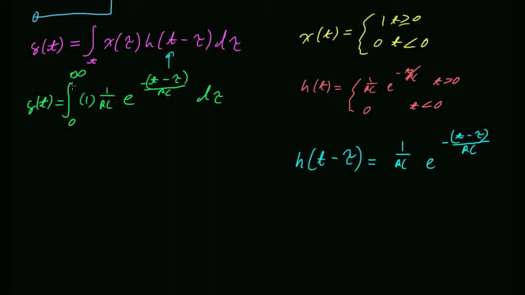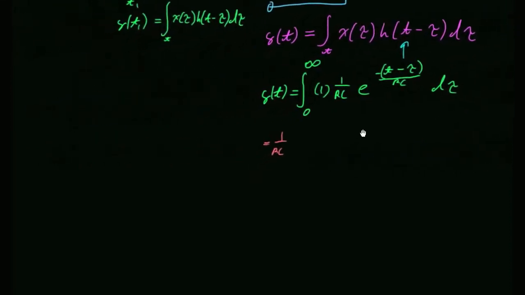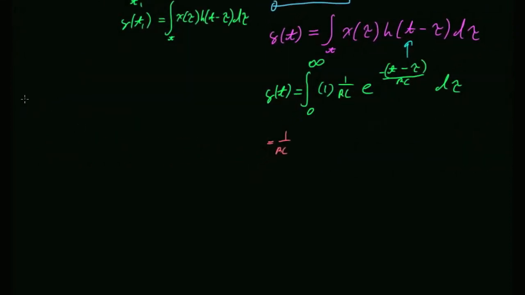Okay, now we're in calculus zone. So the 1 over RC comes out, because that's a constant. And now let me just do a little scratch paper over here. If I distribute this exponent, look what happens. I've got e to the minus t plus tau over RC. Is that right? Could I also say that that's equal to e to the minus t over RC times e to the tau over RC? Can I say that? Yes.